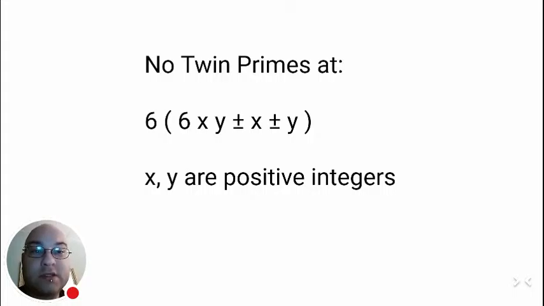For any positive integers x and y, if you plug them into this little formula here, 6 times x times y plus or minus x plus or minus y, multiply all of that by 6, and you'll get a multiple of 6 which does not have twin primes immediately surrounding it. So I'm going to show you a few of them.